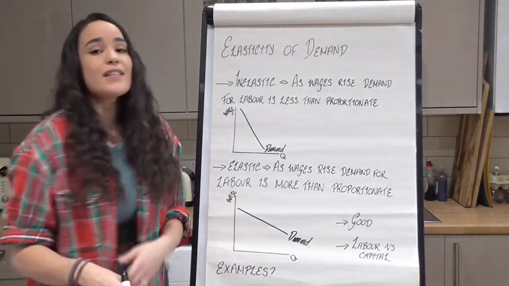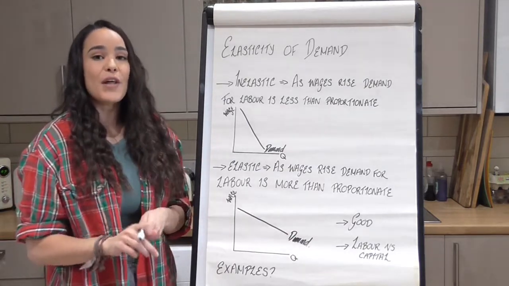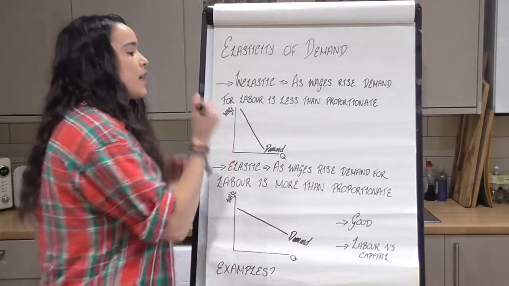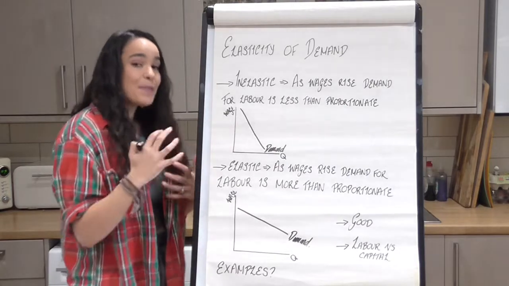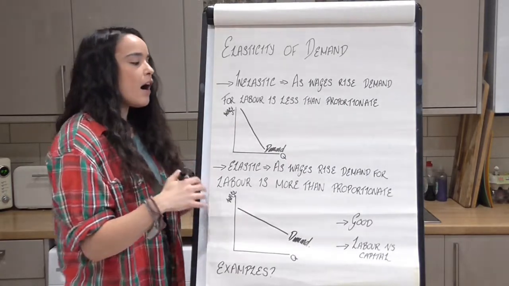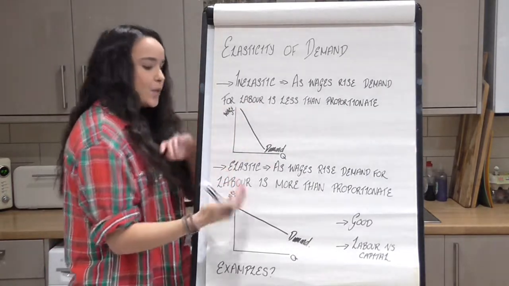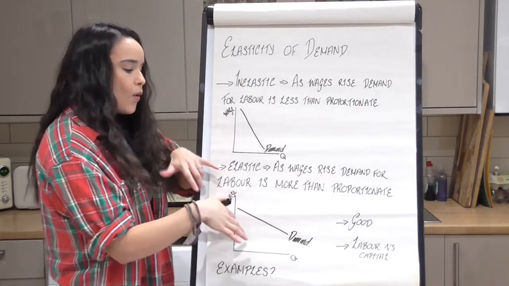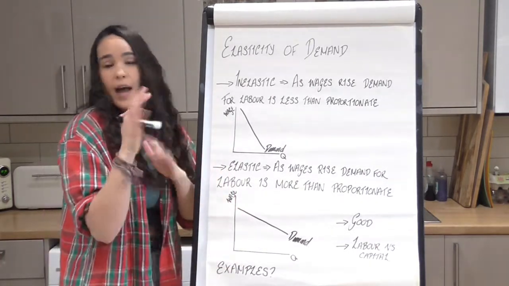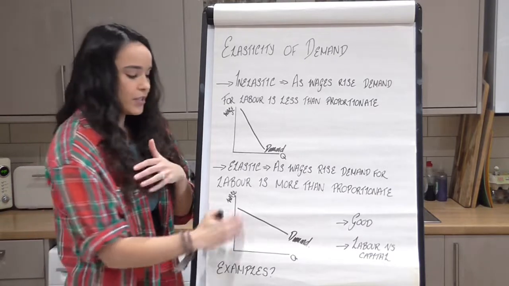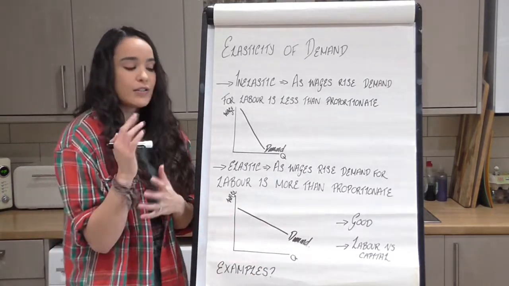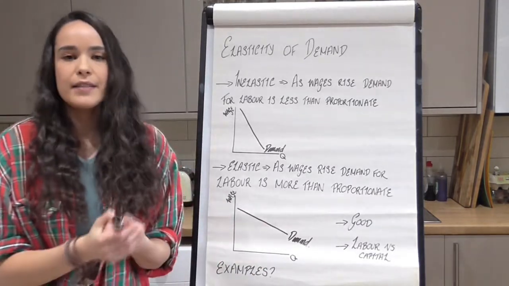So what I really want you to do is pause the video and have a go at thinking about what labour markets specifically are super elastic or super inelastic, or have a relatively normal kind of elasticity where it's just proportional, unitary elastic. I want you to think about labour markets.